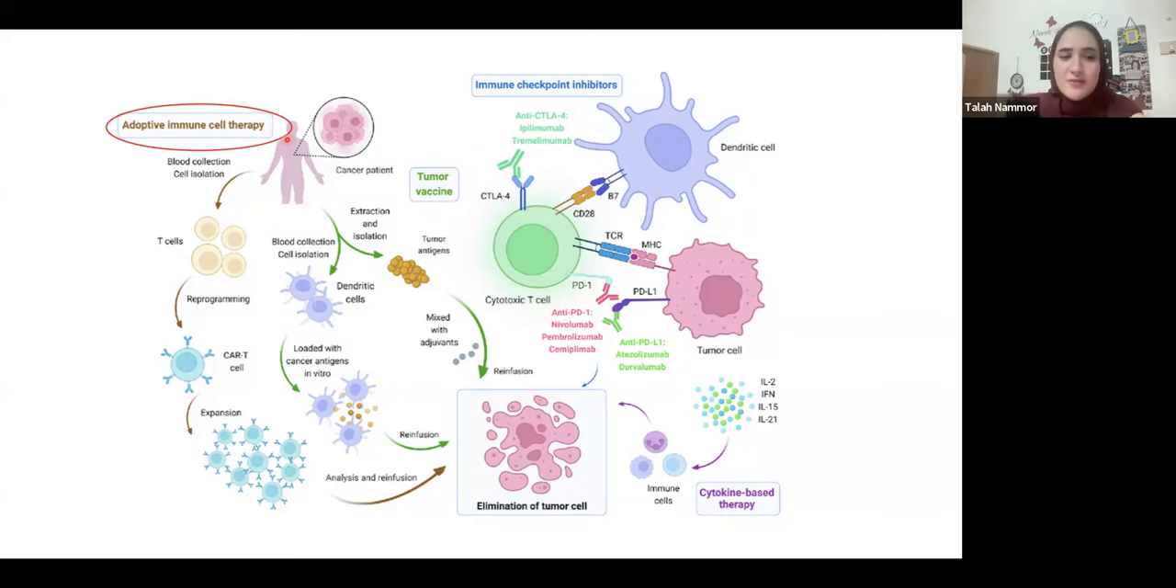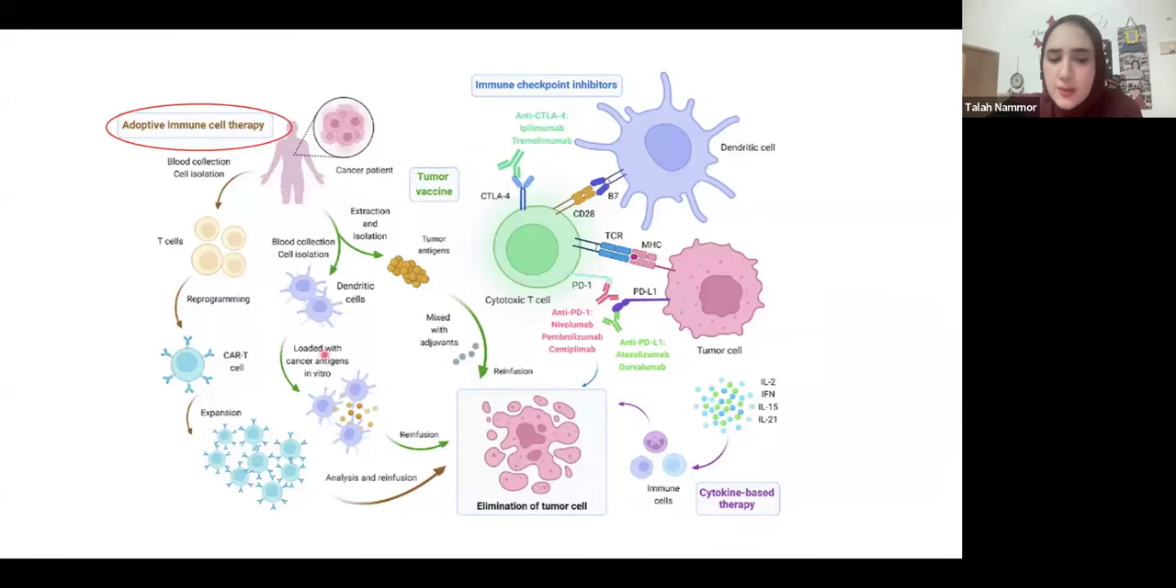Basically in adoptive immune cell therapy, we have a cancer patient. They take this cancer patient and say, okay, let's extract their immune cells. And you can see they extract his T cells. They extract their tumor antigens, if there were any. They extract dendritic cells. They extract all of these things. And then what do they do? They try to improve them. How do they improve them?